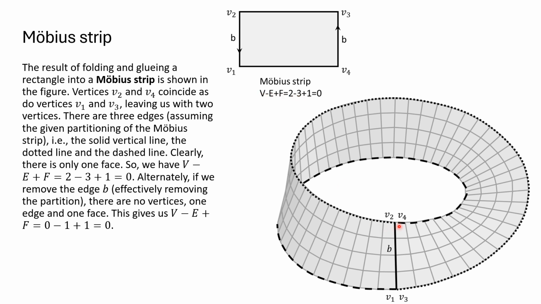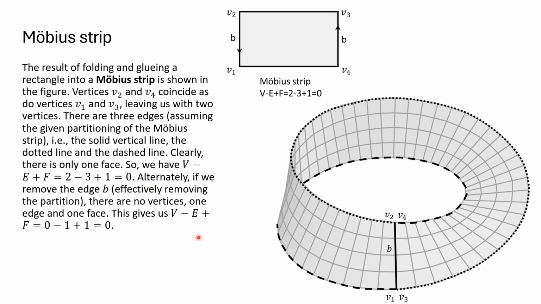Number of vertices is 2. This B2 is connected to B4, and B1 is connected to B3. So there's 2 vertices. And then there's 1 face. So we have this formula here, 2 minus 3 plus 1, and we get 0.